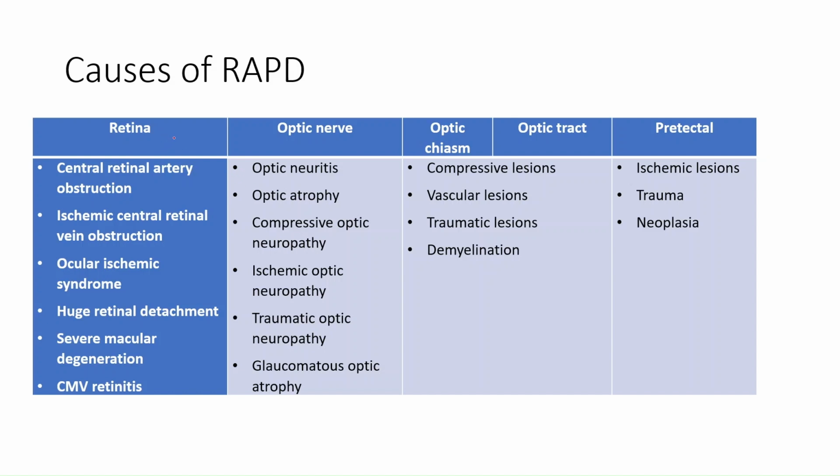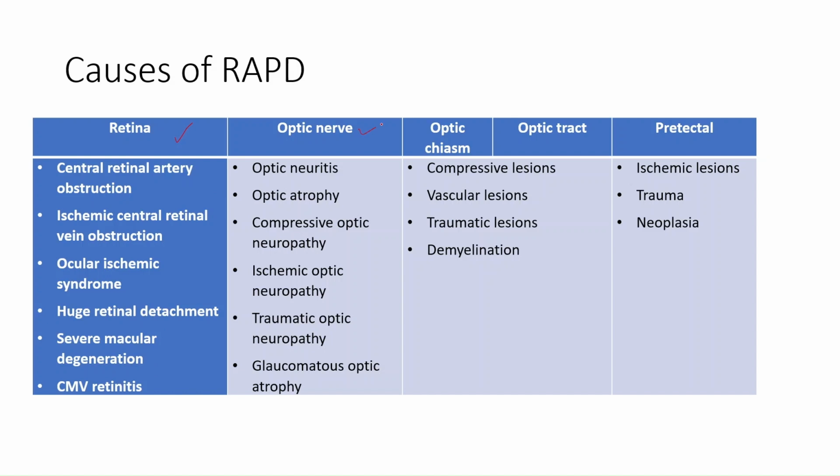Let us remember, in the retina, central retinal artery occlusion or venous occlusion, ocular ischemic syndrome, a huge retinal detachment, severe macular degeneration, and anything that affects the retinal function to a great extent, like a huge CME or retinitis. So these are some common causes of RAPD in the retina.